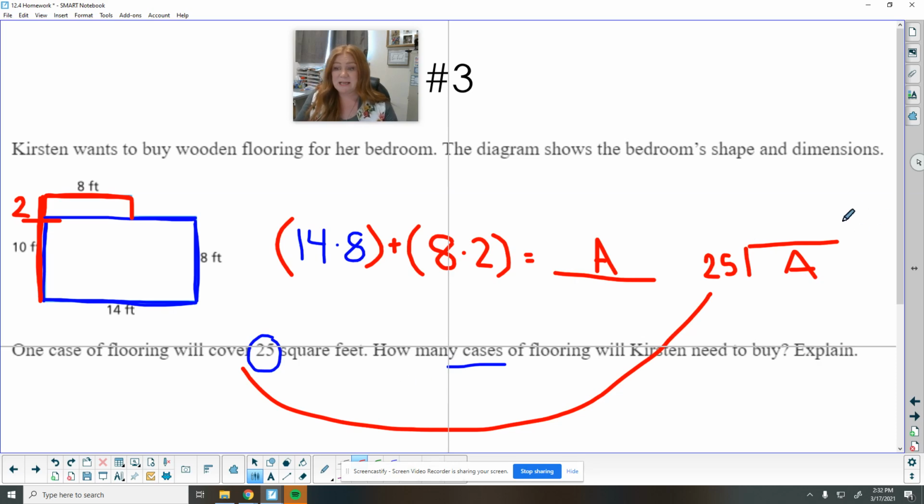And if she has leftover floor, she's got to buy an extra case. Otherwise, she'll have a little area of her room that has different floor than the rest of it. So make sure she has enough to cover the entire floor. She'd rather have a little extra floor left over than leave part of her floor without the new wood floor. Let's go ahead and finish number 3.